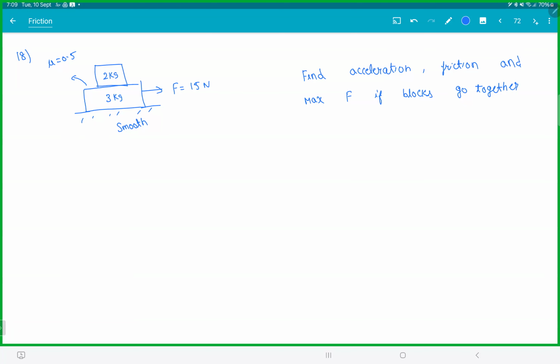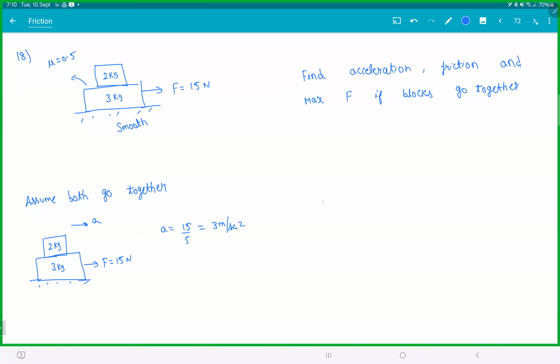Step one. Assume all are going together. You see a 2 block or a 3 block problem, this is how you start. If you write an FBD and put F max, slap yourself. So assume both go together. F is equal to 15 newtons and since both are going together and the ground is smooth, acceleration is 15 by 5, which is 3 meter per second square.